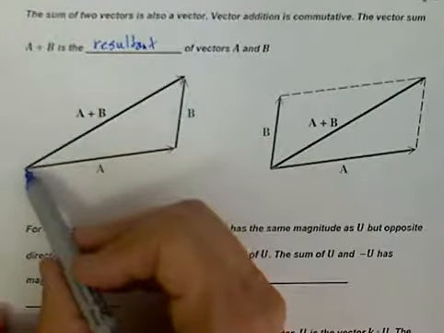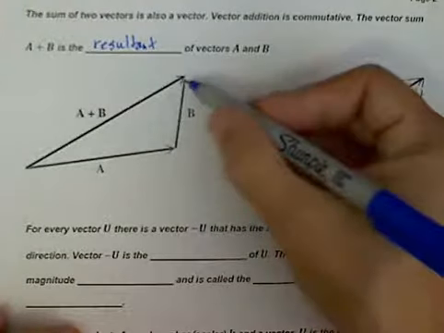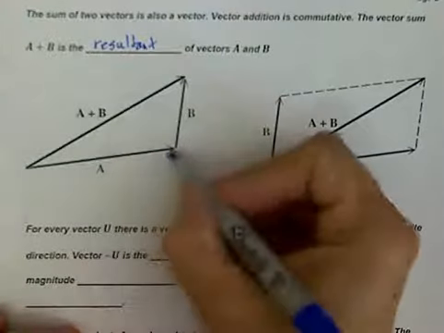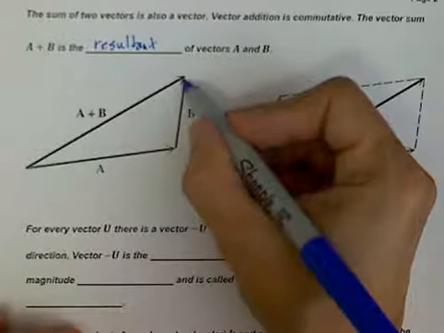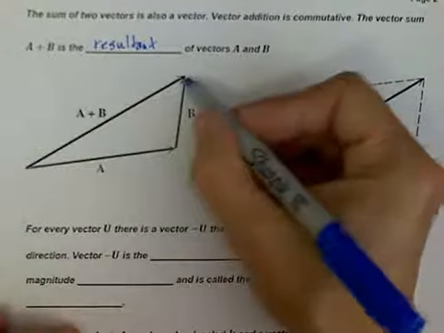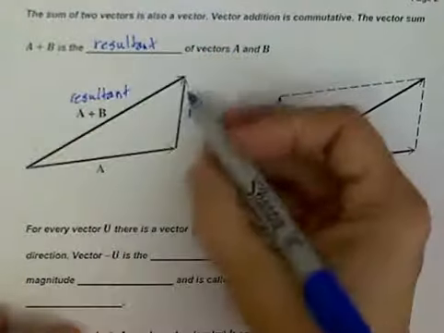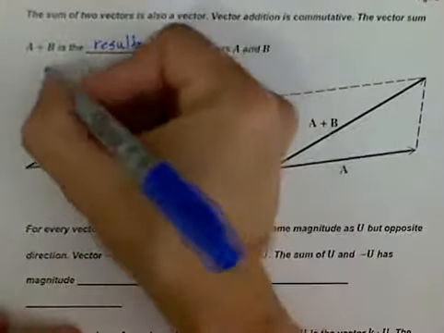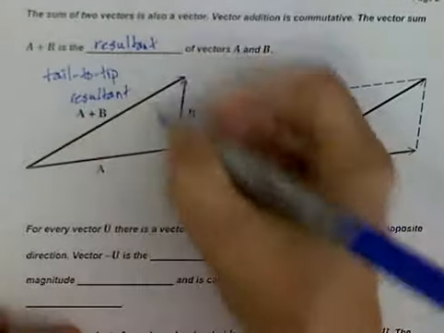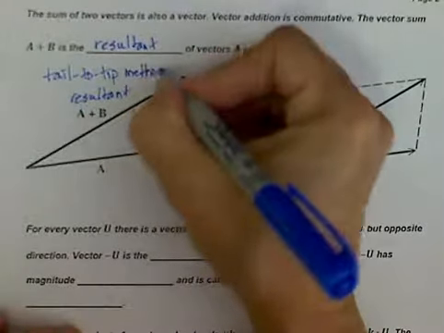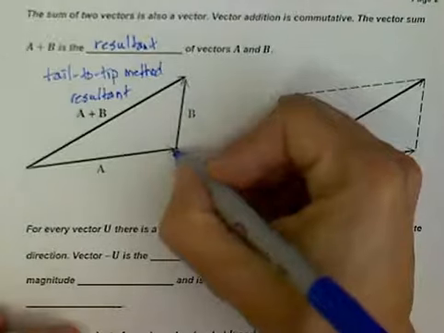So if something starts from here and is going this direction for this long, and then at that point it turns and goes a different direction, then the resultant vector would be from the beginning of this vector to the end of this vector. So this vector right here, from here to here, would be A plus B, or the resultant vector. If we draw them this way, this is called the tail to tip method. That just means that we're putting the tail of one vector at the tip of the first vector.